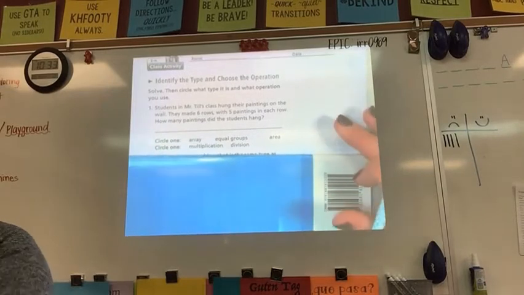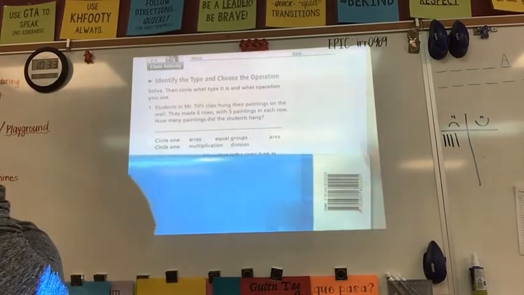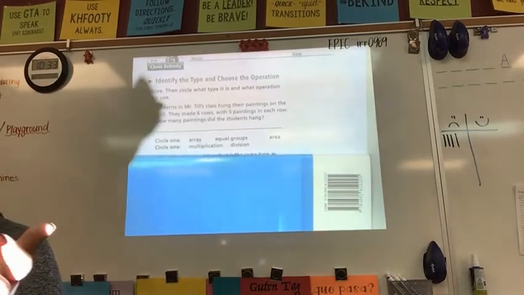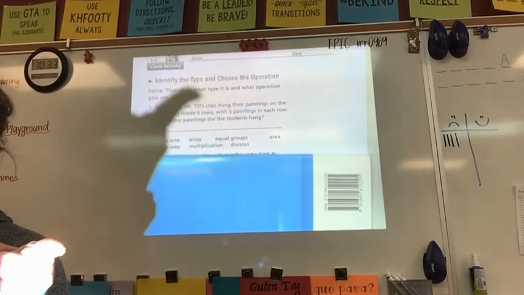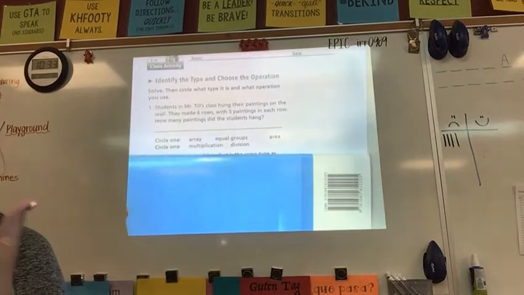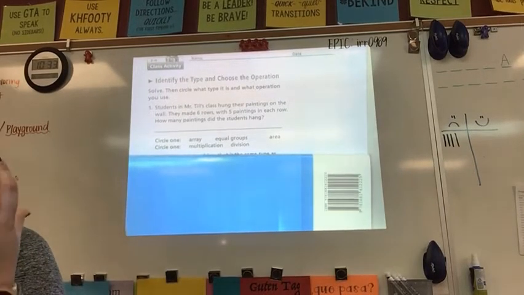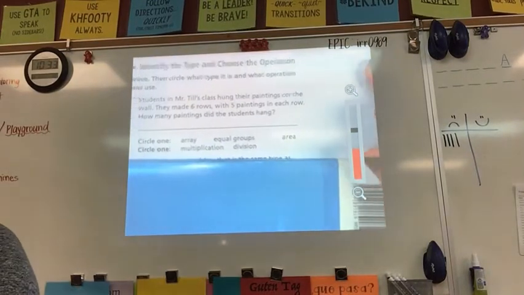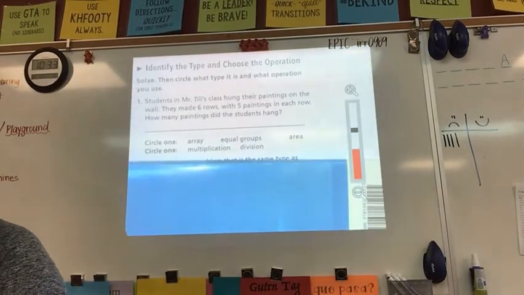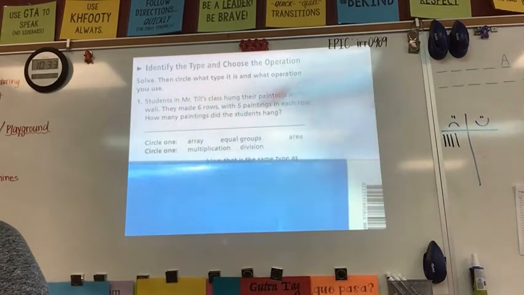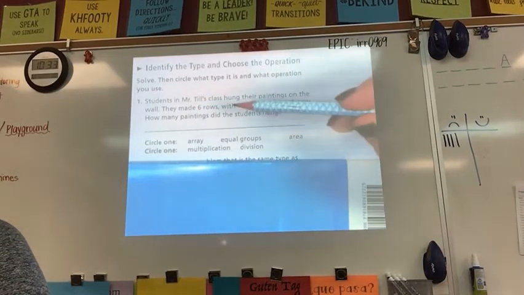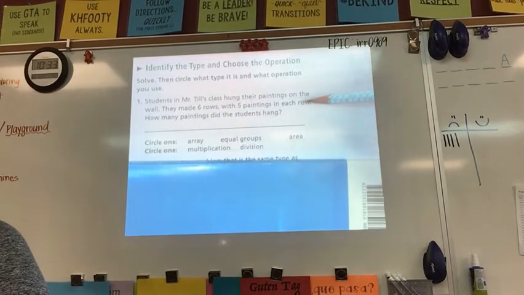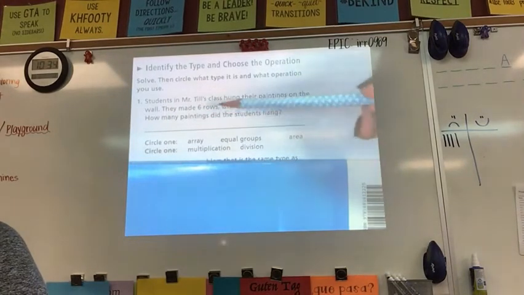And here we go. It says, identify the type of problem and choose the operation. So this is exactly what we've always done with our word problems. We're reading it and we're thinking about, do we understand it and can we represent it? So, numero uno. Students in Mr. Till's class hung their paintings on the wall. They made 6 rows with 5 paintings in each row. How many paintings did the students hang?